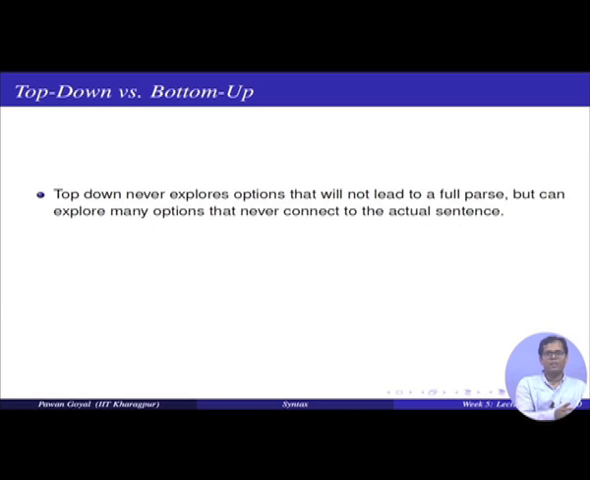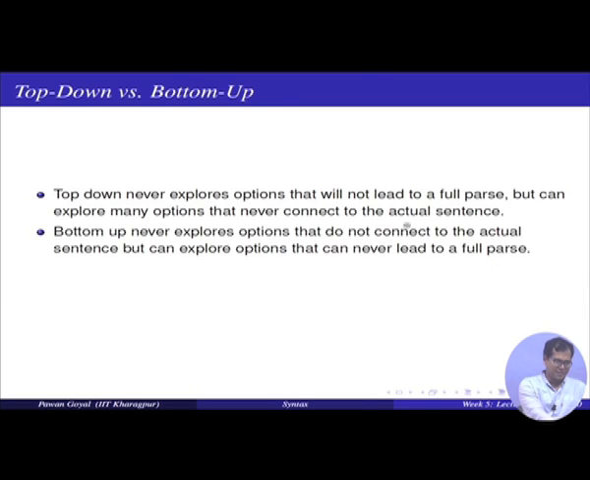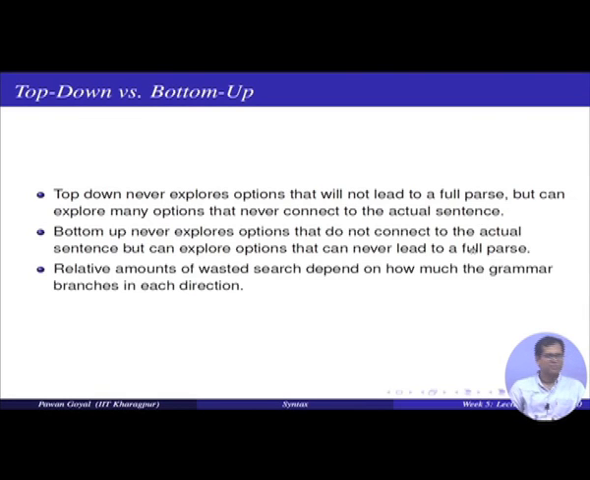In the bottom up, it is the other way around. You are always seeing the words first, so you are exploring those parts that are covering the whole sentence. But it might happen that the parse that you come up with is not a complete parse because it does not have a root at S. So there may not be a full parse. And there is wasted space in both top down and bottom up. You are exploring many paths that are probably not relevant, and this depends on the branching of my grammar in either direction.